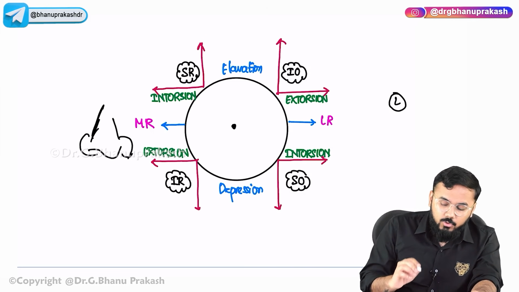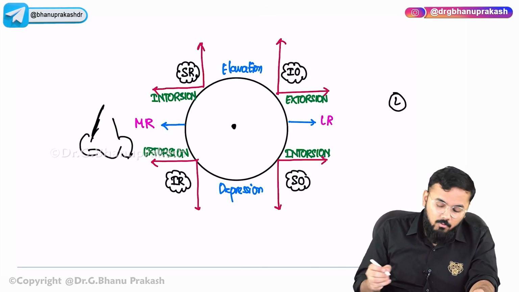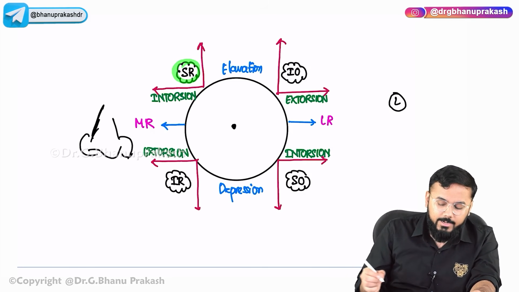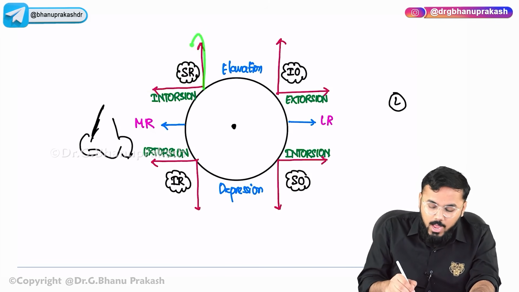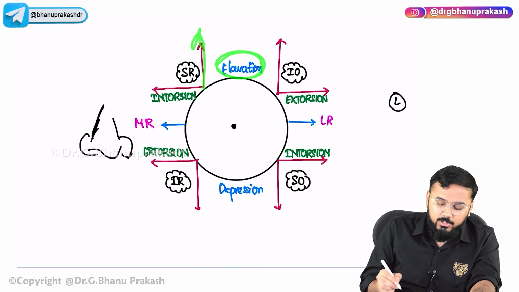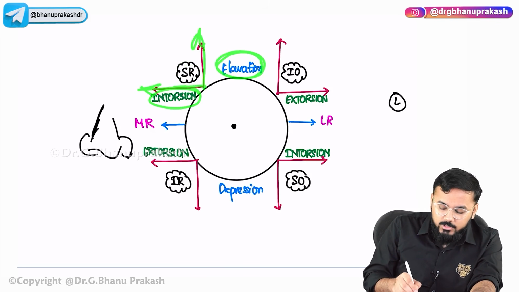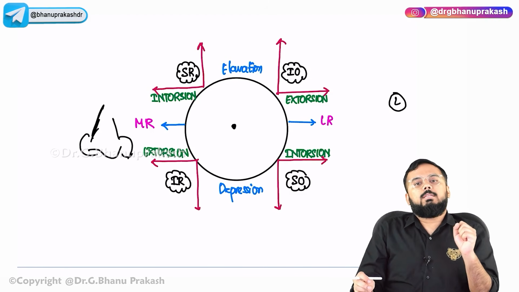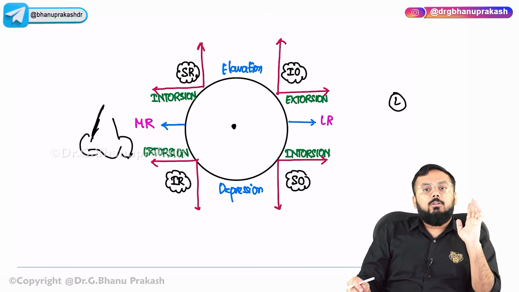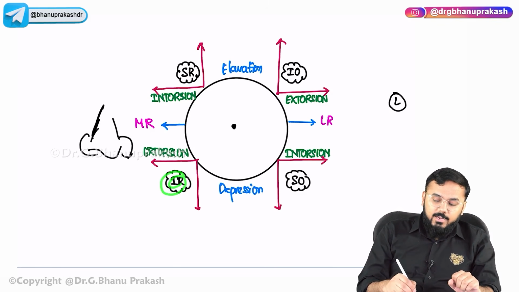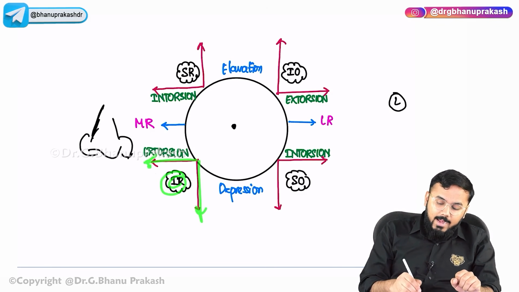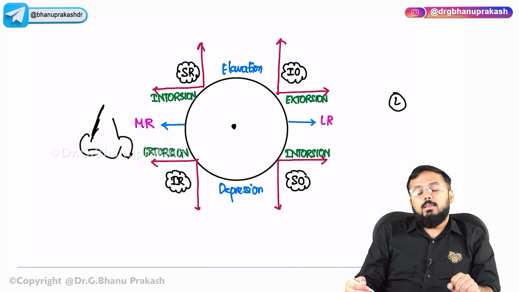Okay, so if they ask you in the exam, what is the action of superior rectus, what will you tell? Superior rectus is having how many arrows? 1 and 2, 2 arrows. So upward arrow is for elevation and the arrow towards the nose is for intorsion. So superior rectus action is elevation and intorsion. Next, inferior rectus action. Inferior rectus action is depression and extorsion. What is that? Depression and extorsion.